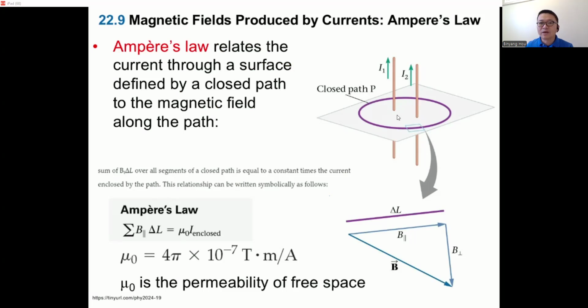If you have two wires, the B field times the tangential direction of that small segment, summed through the whole closed path, should equal a constant times the current enclosed. This constant is called the permeability of free space. In vacuum, it is a constant of 4 pi times 10 to the minus 7 Tesla meters per amp. Let's take a look at an application of that.